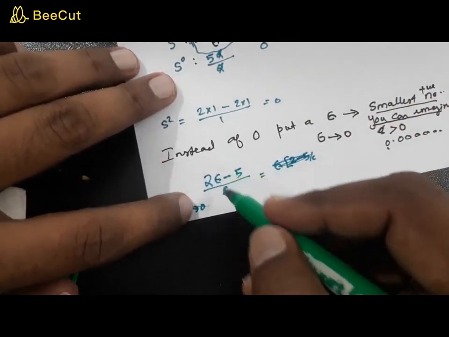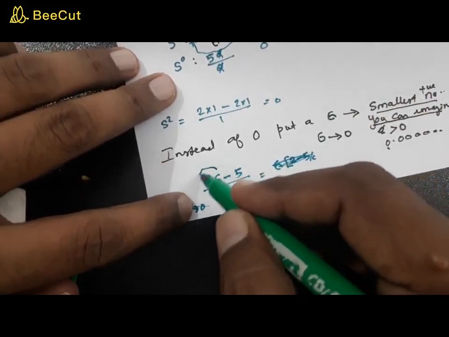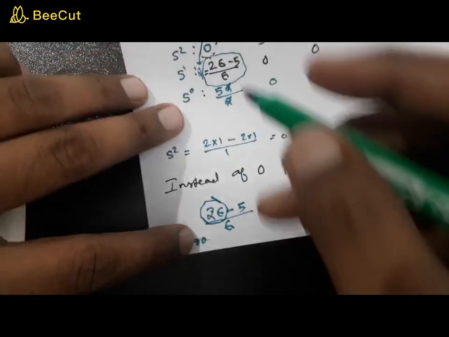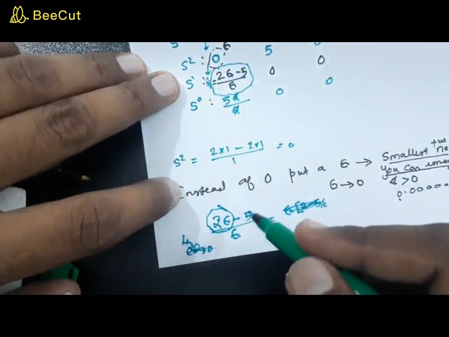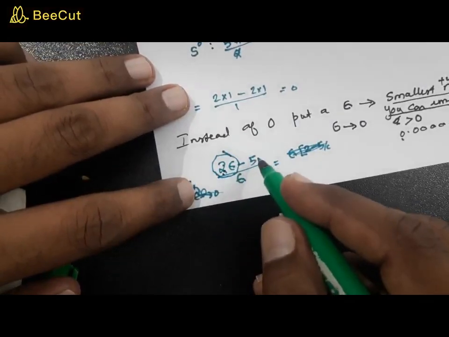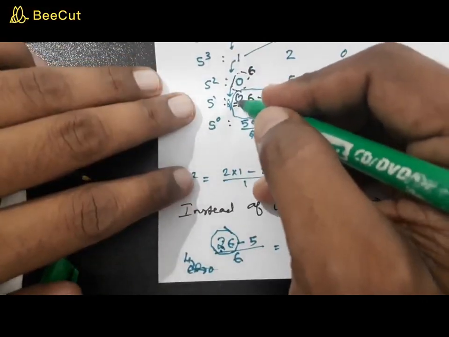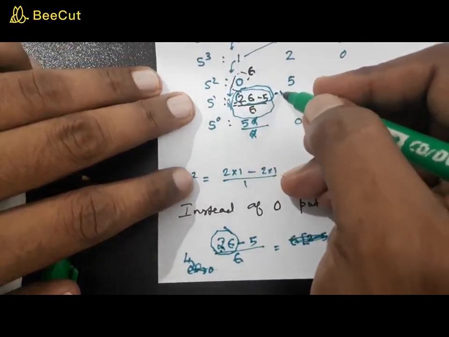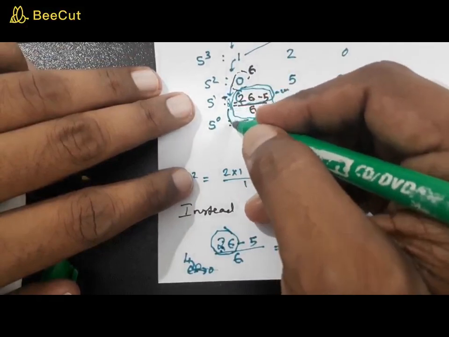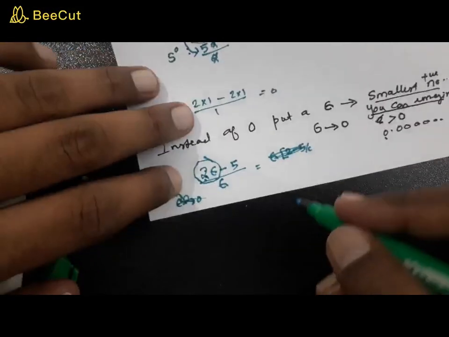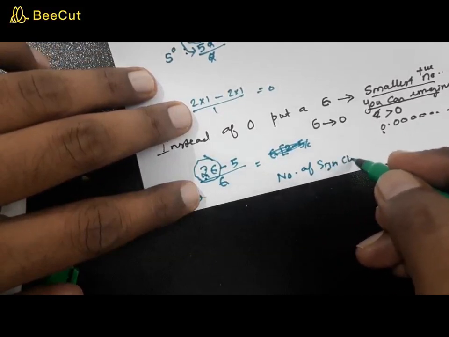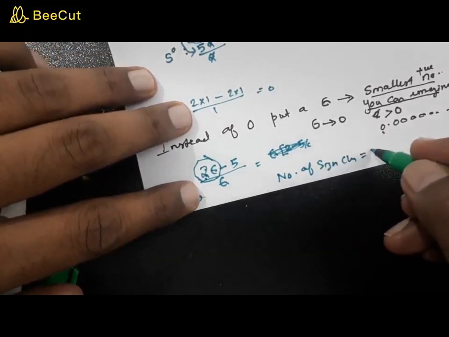Now we know that this is the smallest number, so anyway it is smaller than 5. So this quantity is going to be a negative quantity, because this smallest number minus 5 will be a negative value. That means you have a negative value here. So a negative, then a negative to a positive. So how many sign changes? The number of sign changes is equal to 2.